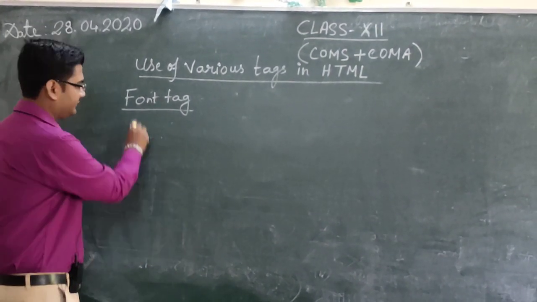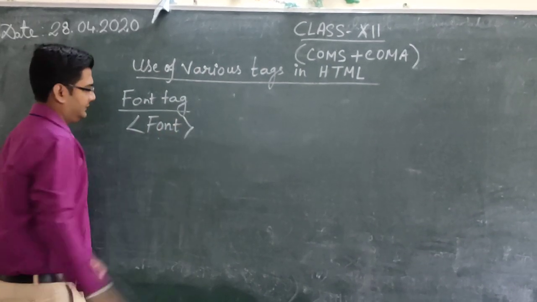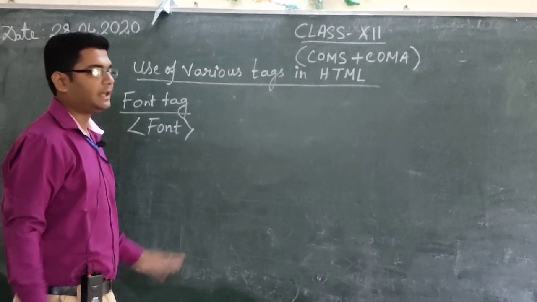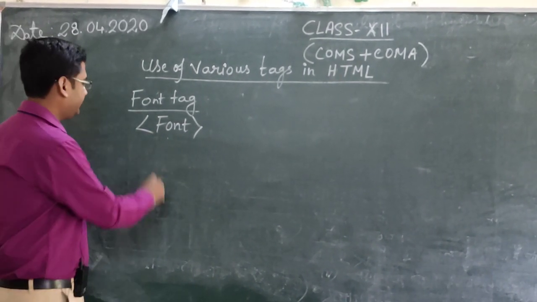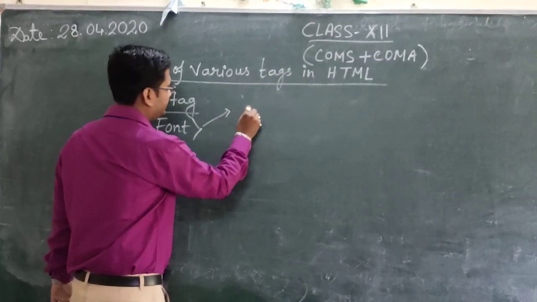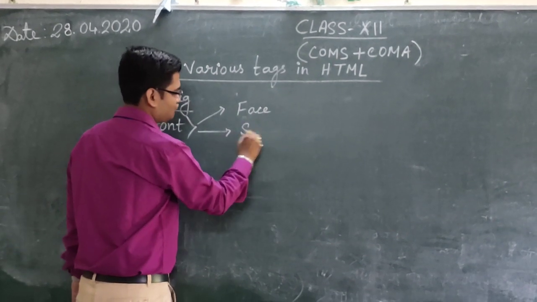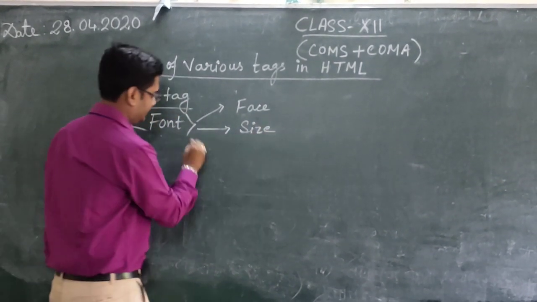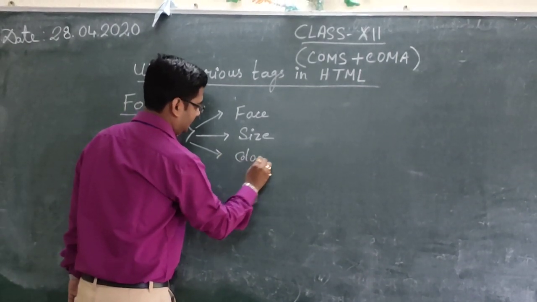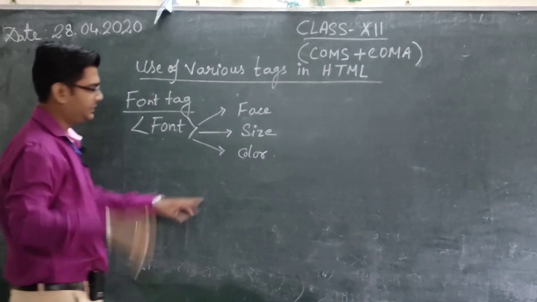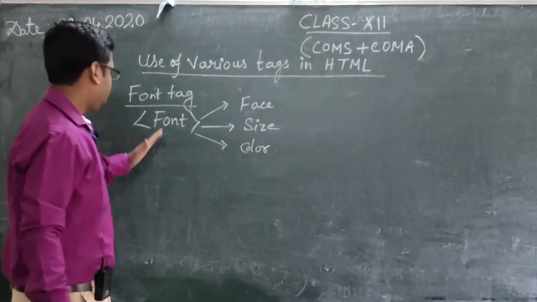So we know that tags are written within angular brackets, and in your last assignment you have got that font has three attributes. What are the three attributes of font tag? The number one is face, number two is size, and number three is color. In HTML we know that we have to write the spelling of color as COLOR.